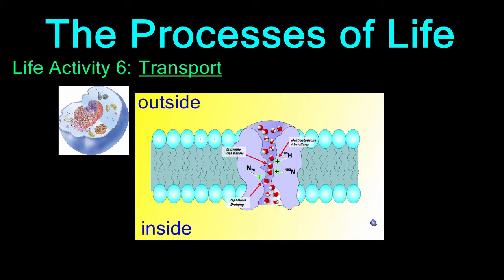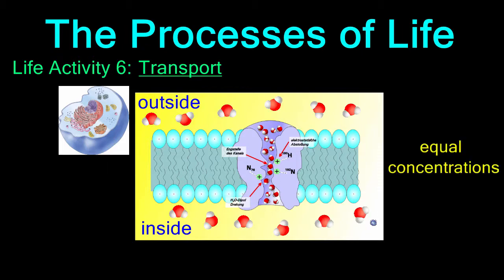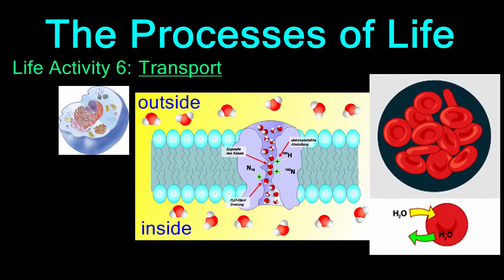If the concentration of water molecules happens to be equal on the inside and the outside of the cell, water would continue to move in both directions equally. For every water molecule that went outside, one would come inside, and vice versa. In animal cells, this type of solution would result in water moving into and out of the cell equally. This is known as equilibrium.